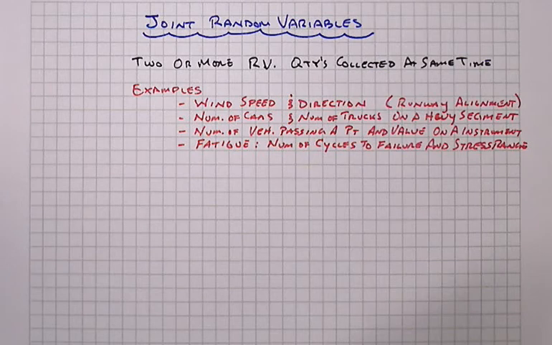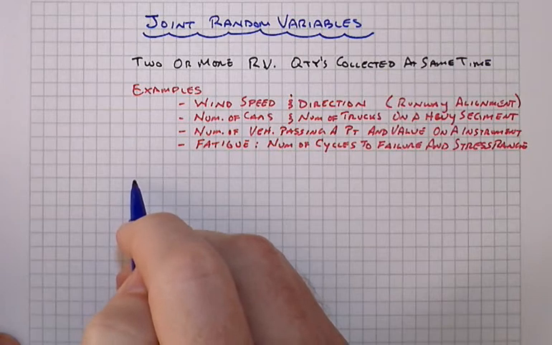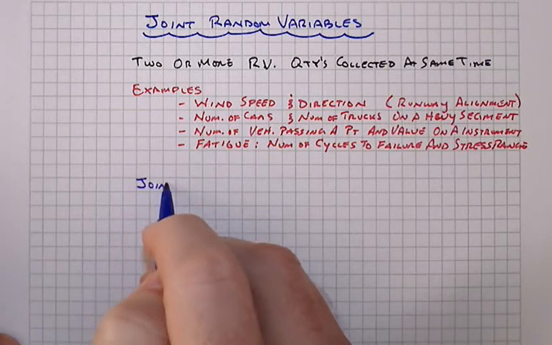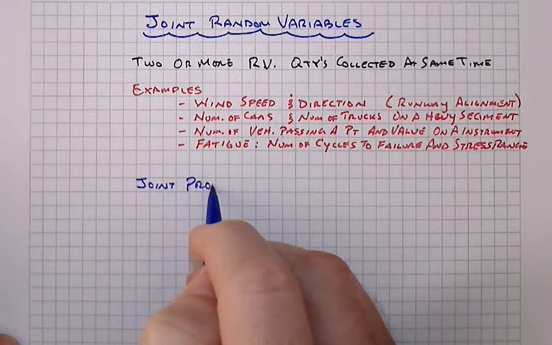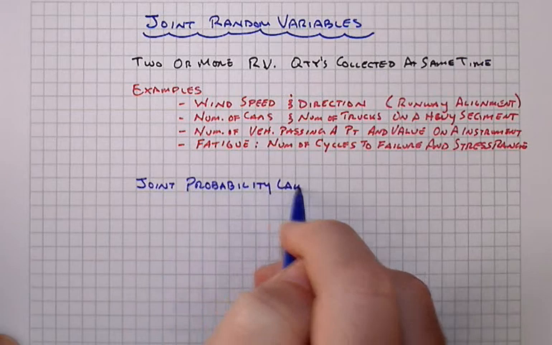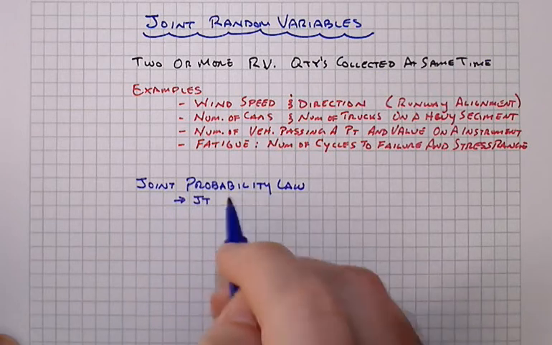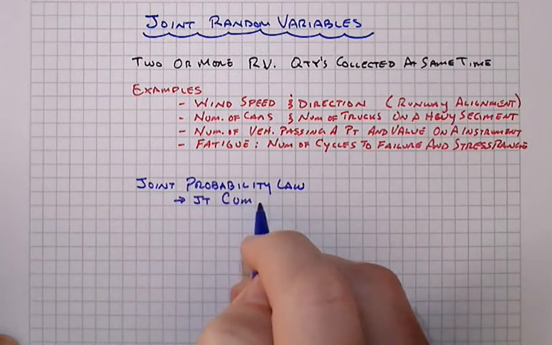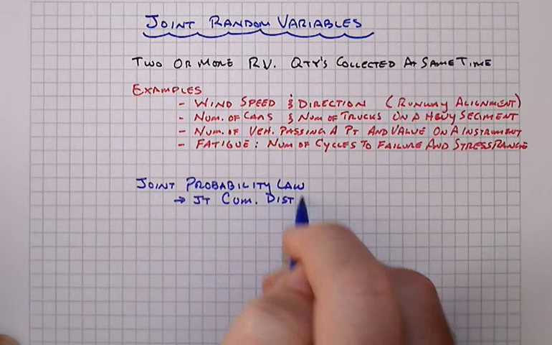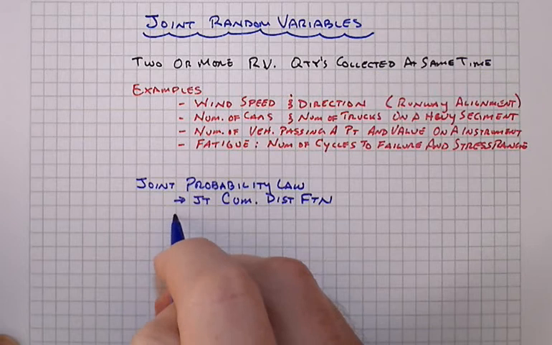When we're talking about joint random variables, there's a variety of things that we're going to be interested in here. One of them is that since we have more than one random variable, how do probability laws work when we have more than one variable? For instance, what's the joint cumulative distribution function to describe the way those two random variables simultaneously occur?